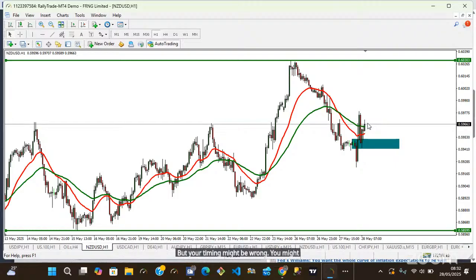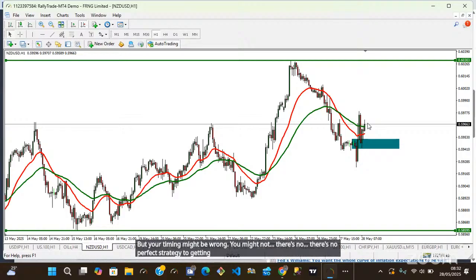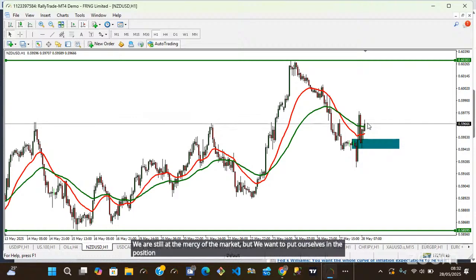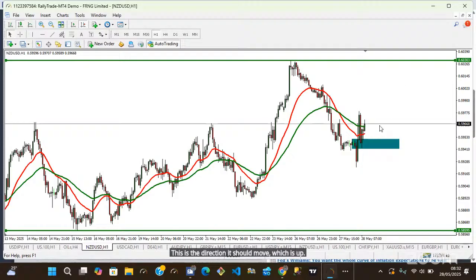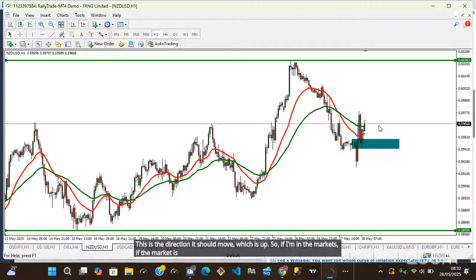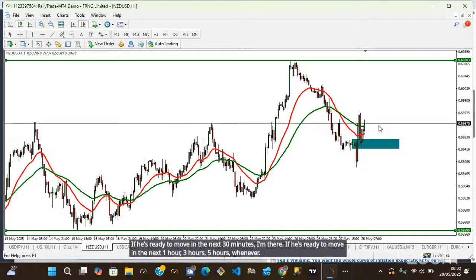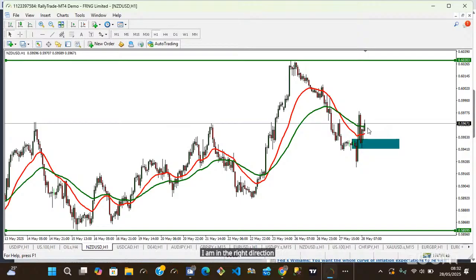There's no perfect strategy to getting your timing 100% right. We are still at the mercy of the market, but we want to put ourselves in the position that whenever the market is ready to move, this is the direction it should move, which is up. So if I'm in the market, if the market is ready to move now, I'll make the profit. If it's ready to move in the next 30 minutes, I'm there. I'll make it. If it's ready to move in the next 1 hour, 3 hours, 5 hours, whenever, I am in the right direction, right? So that is what your market structure helps you to do.